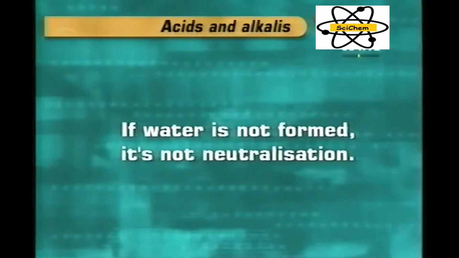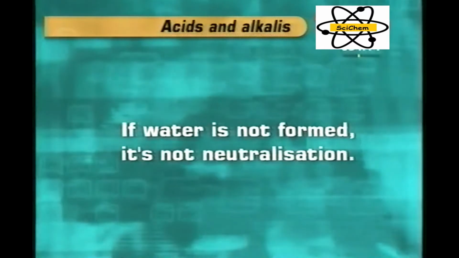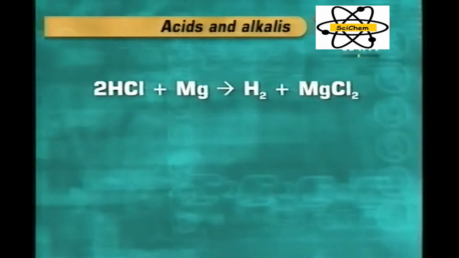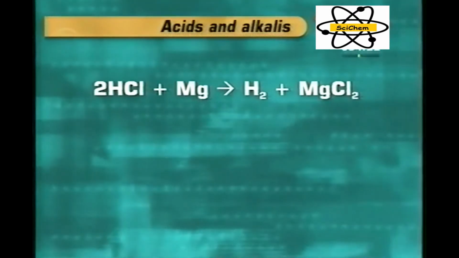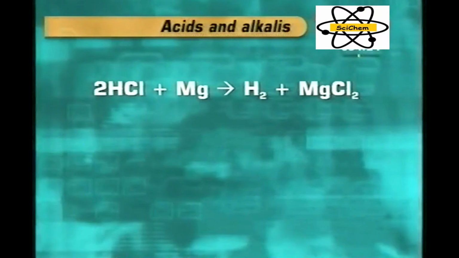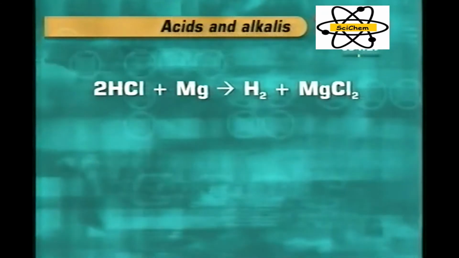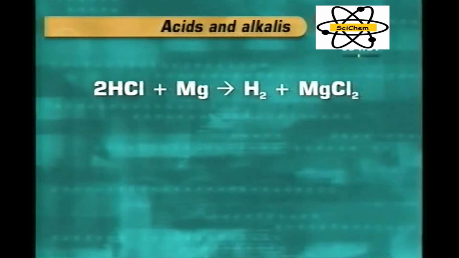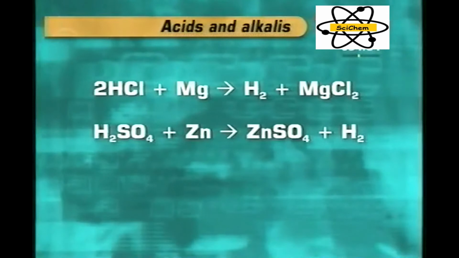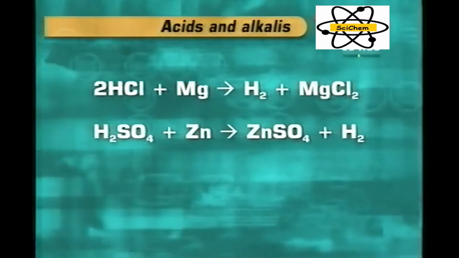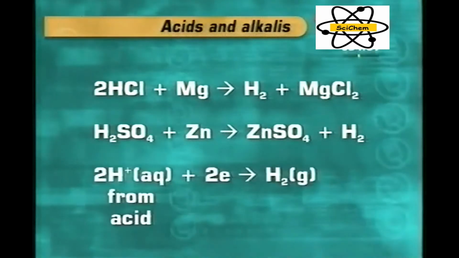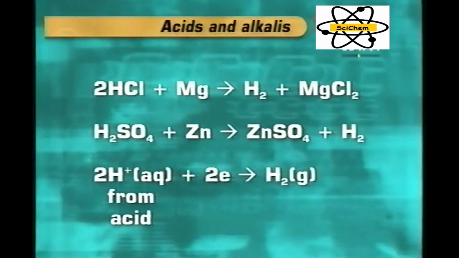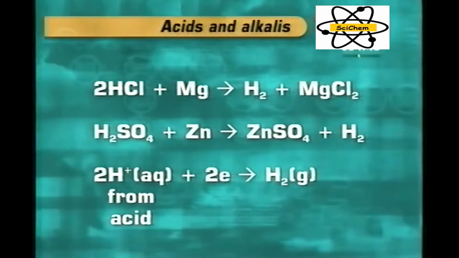Metals react with acid, but hydrogen rather than water is formed, so this is not neutralisation. When metals react with acid, hydrogen gas and a salt are formed. Here are some examples. Hydrochloric acid plus magnesium gives hydrogen and magnesium chloride. Sulfuric acid plus zinc gives hydrogen and zinc sulfate. In both these reactions, 2 hydrogen ions plus 2 electrons gives H2, hydrogen gas.